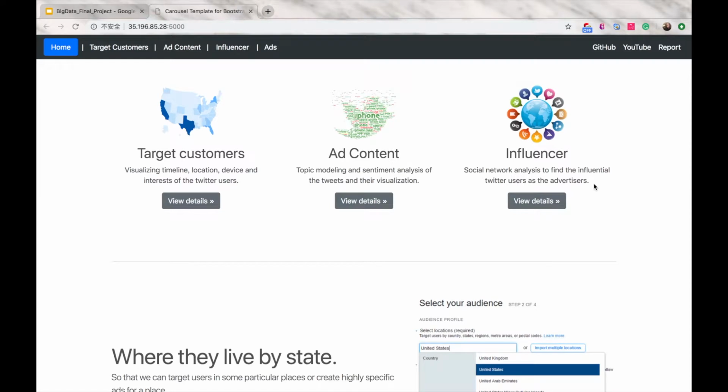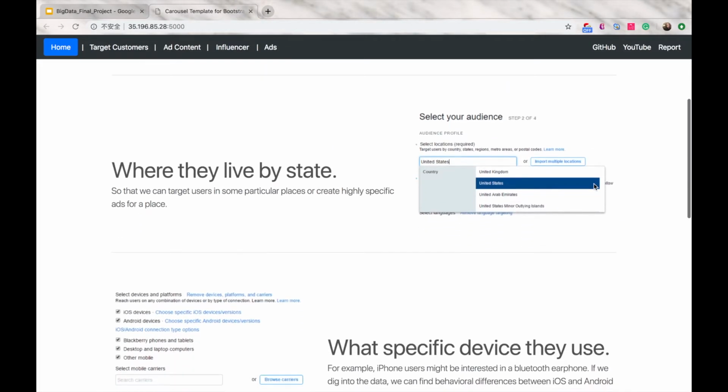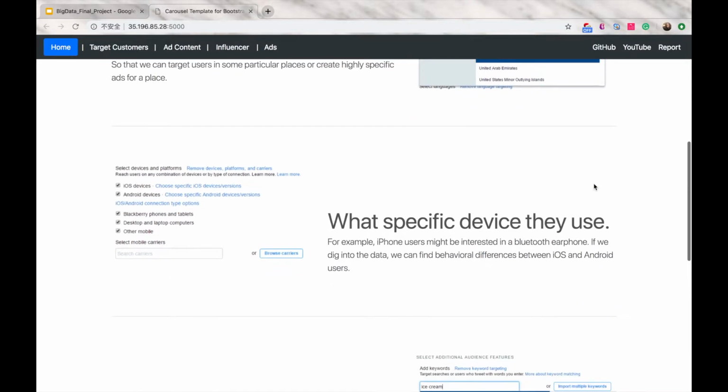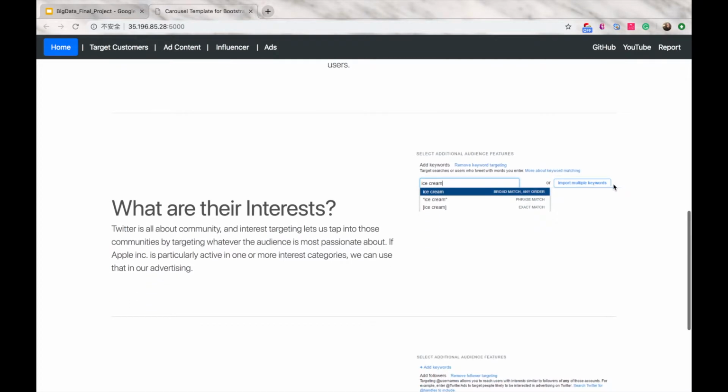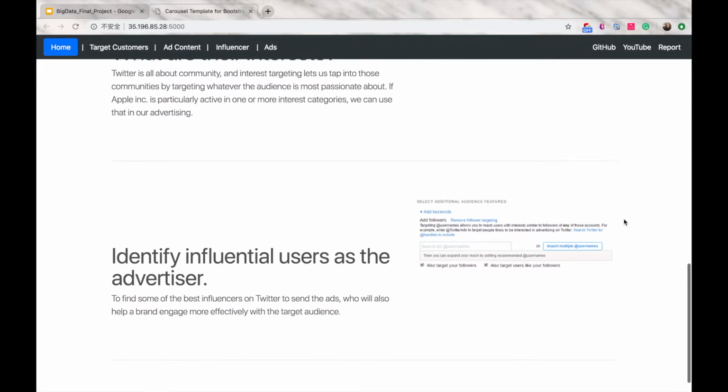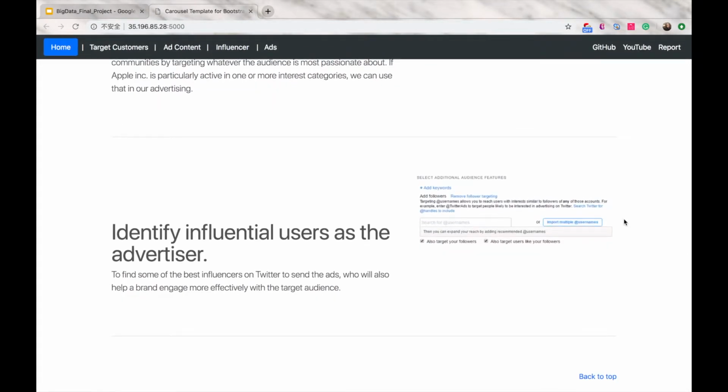We can target users in some particular places or create highly specific ads for a place. We can also target users by what device they use. Twitter is all about community, and interest targeting lets us tap into those communities by targeting whatever the audience is most passionate about. If the audience is particularly active in one or more interest categories, we can use that in our advertising. Finally, we can find some of the influencers on Twitter to send the ads, who will also help Apple engage more effectively with their target audience.